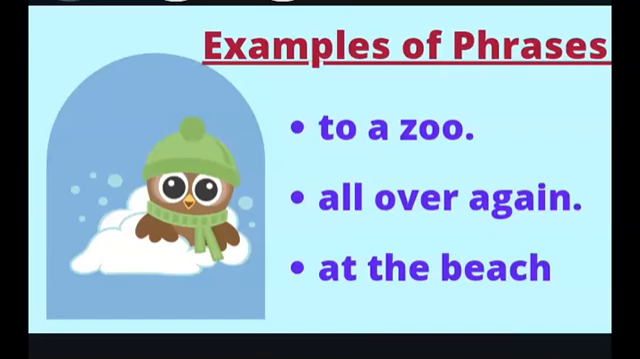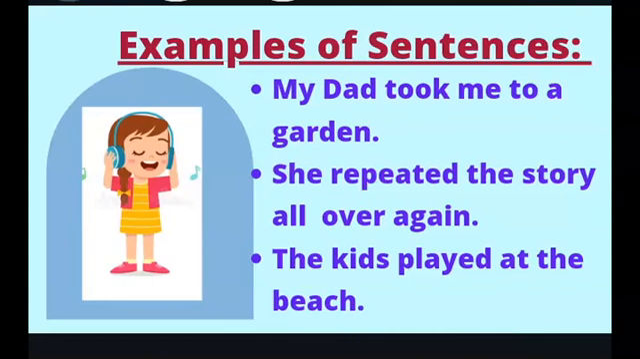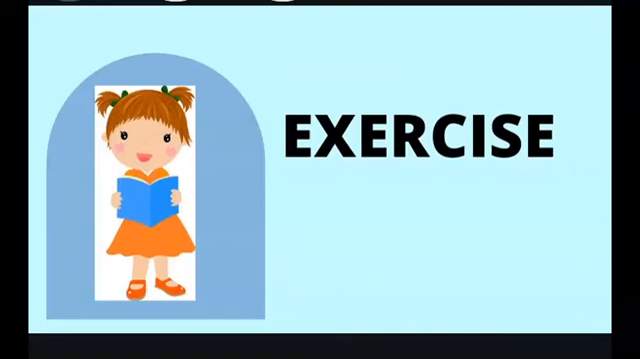Let's see some more examples of phrases. To a zoo. All over again. At the beach. These are examples of phrases. They are incomplete. They do not make complete sense. Examples of sentences. My dad took me to a garden. She repeated the story all over again. The kids played at the beach. All the sentences give complete information, and so they are sentences.